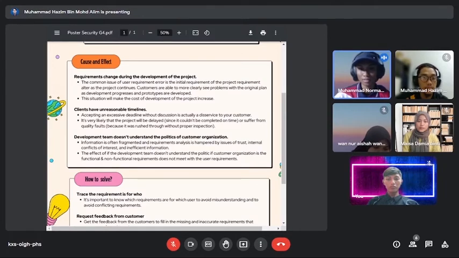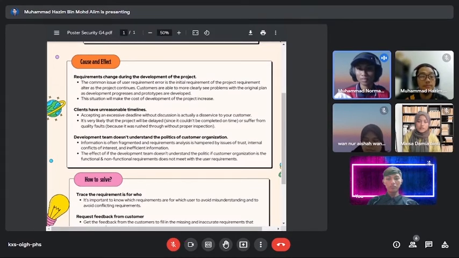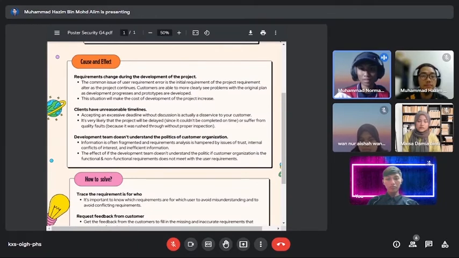Another reason why requirements keep changing is that a poorly defined and neglected requirement development process is a primary driver of change. So this situation will make the cost of development of the project increase.